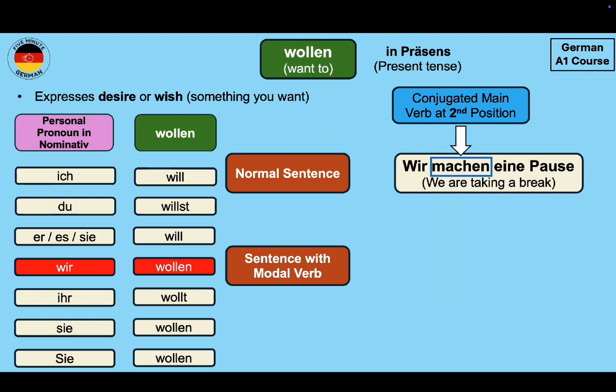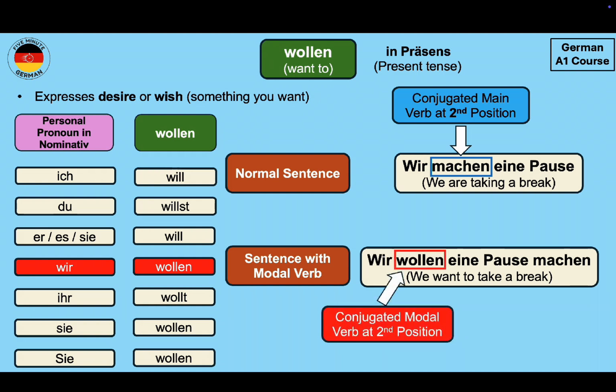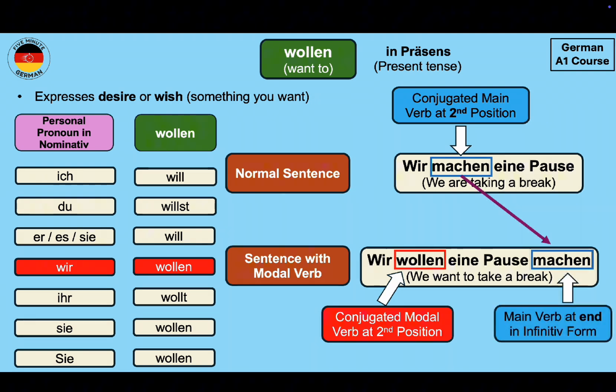The same sentence with the modal verb will be "Wir wollen eine Pause machen." We want to take a break. Over here again, wollen is the modal verb in conjugated form, which comes at the second position, and the main verb goes to the end of the sentence in the infinitive form.